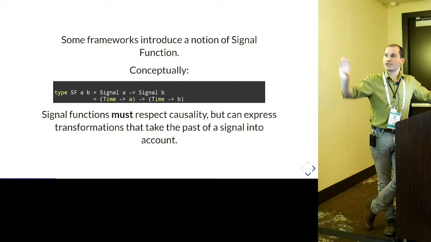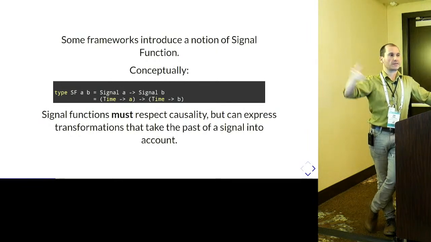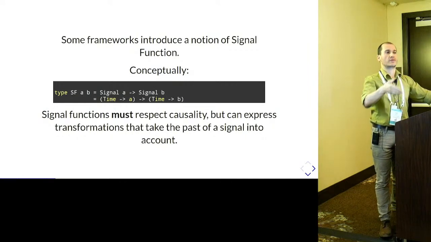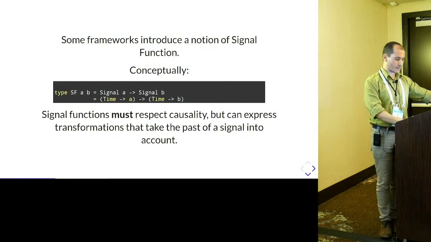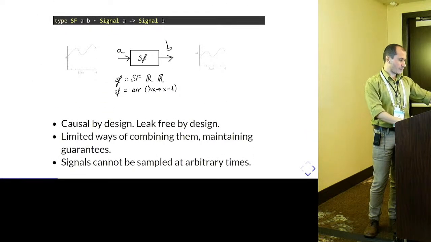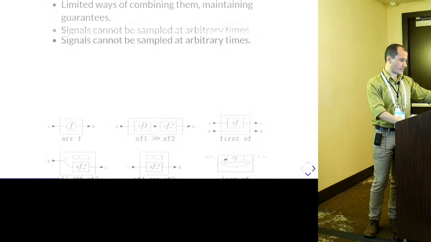And the constraint of these signal functions is that they have to be causal, meaning that in the output signal, the value at a time cannot depend on the input signal at a future time. They have to respect causality. And there's, again, a language of primitives and combinators that you can use to define these. And these languages prevent you from introducing memory leaks and so on, right?